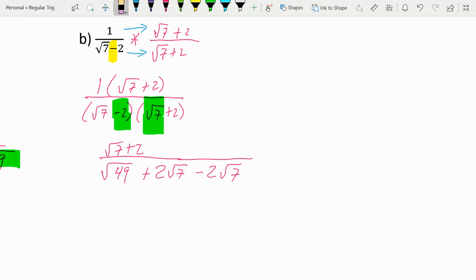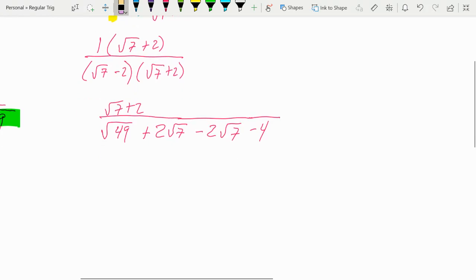All right, so when we multiply those two together, I wish there was an easier way to do this, guys. But now, negative 2 times positive 2, we end up with negative 4. All right, so we multiplied everything. Again, the numerator doesn't change. Now, let's look at this denominator.